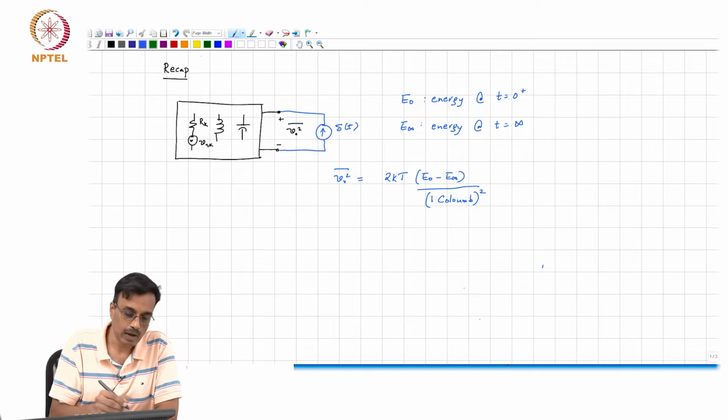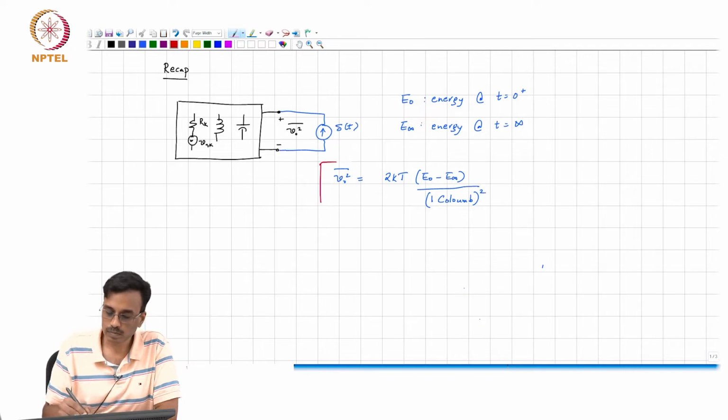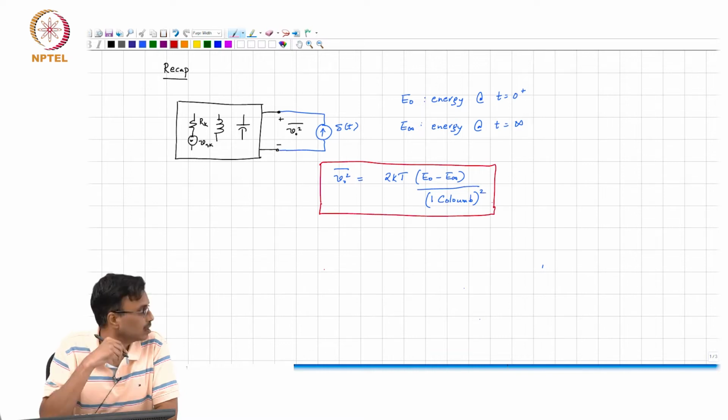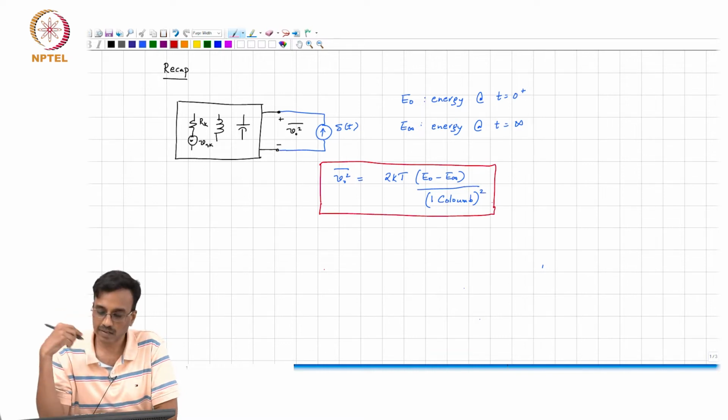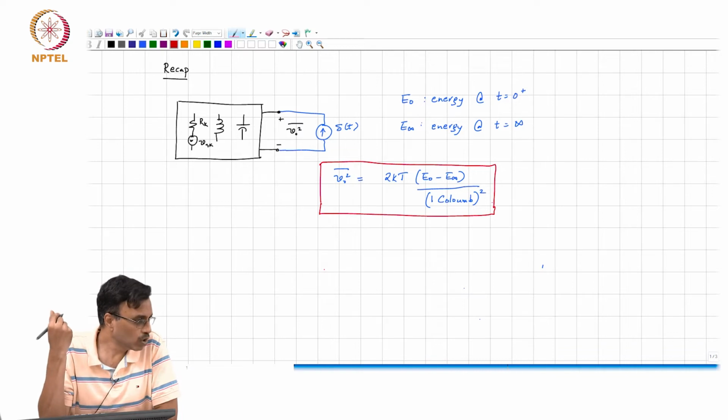We saw yesterday cases where E infinity was 0. We also saw cases where E infinity was non-zero, and this formula basically covers all the cases. Does it make sense? Okay.